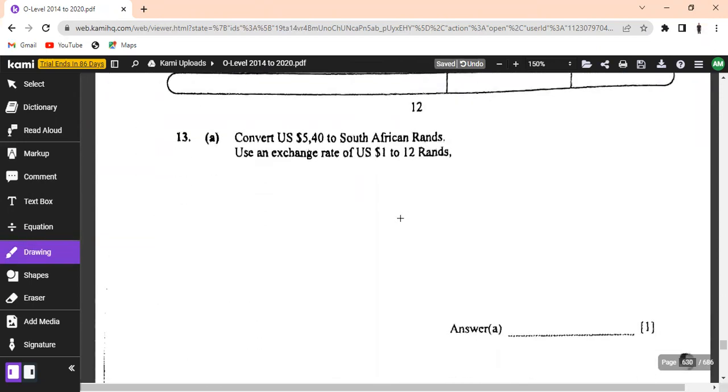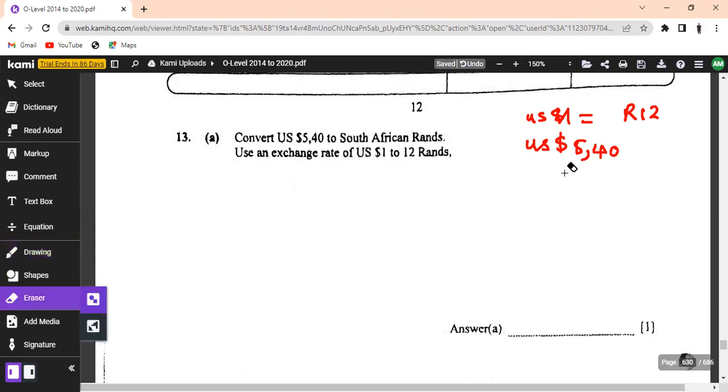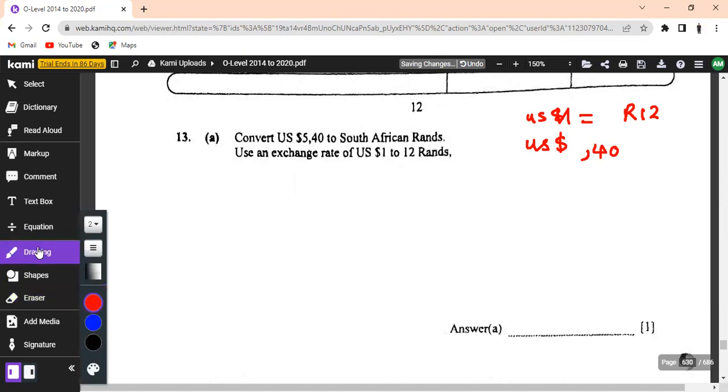Number 13, convert $5.40 US to South African rand. Use an exchange rate of $1 to 12 rand. So you're given a conversion to use: each US dollar is equivalent to 12 South African rand. So what is going to be the amount that is equivalent to $5.40? What is going to be the equivalent to this amount? So this one is just a simple proportion, as you can see.